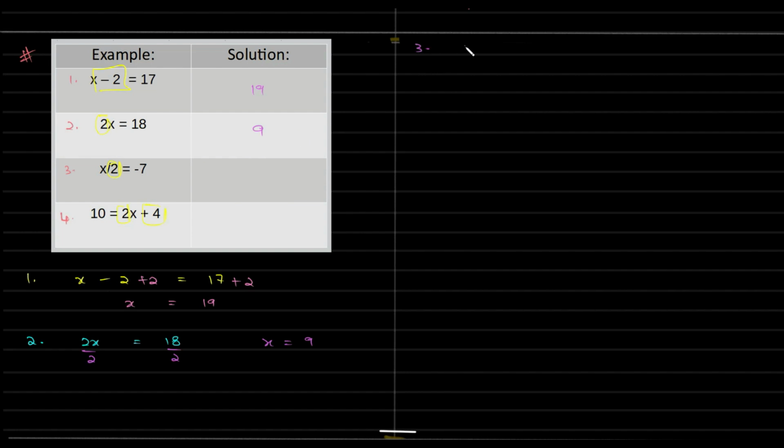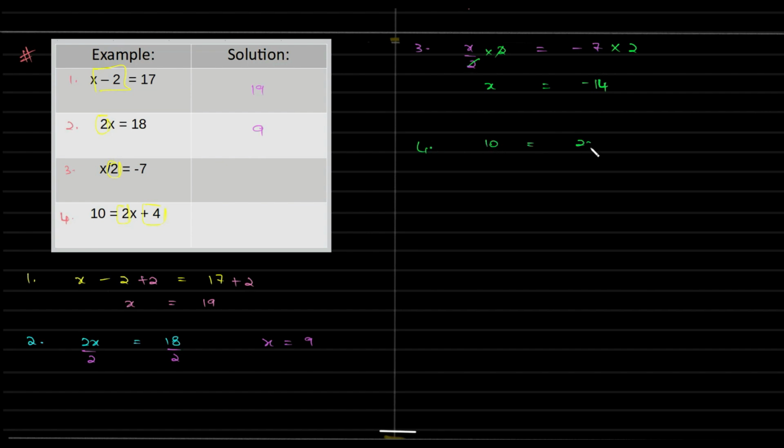Third question. x by 2 is minus 7. So to eliminate this 2, I'll multiply with 2. 1 by 2 into 2 is 1. And to rebalance, I'll multiply 2 on the RHS as well. So x is equal to minus 14. Okay, all this was quite simple. The fourth one is the weird one.